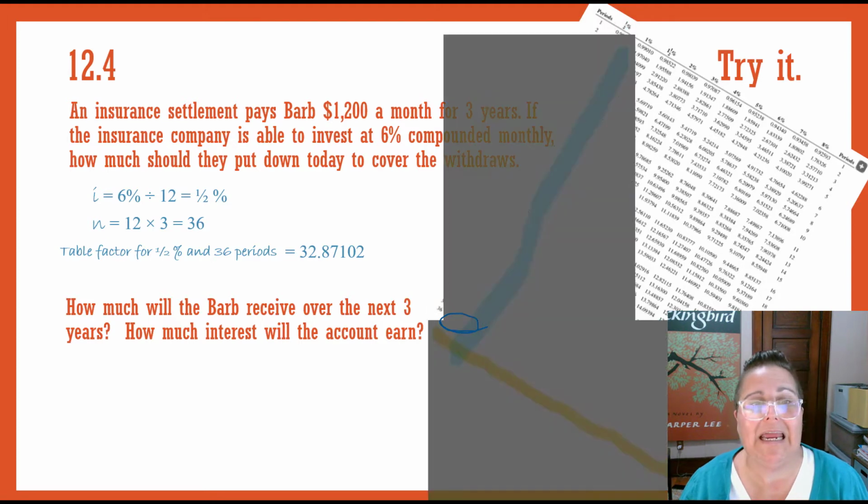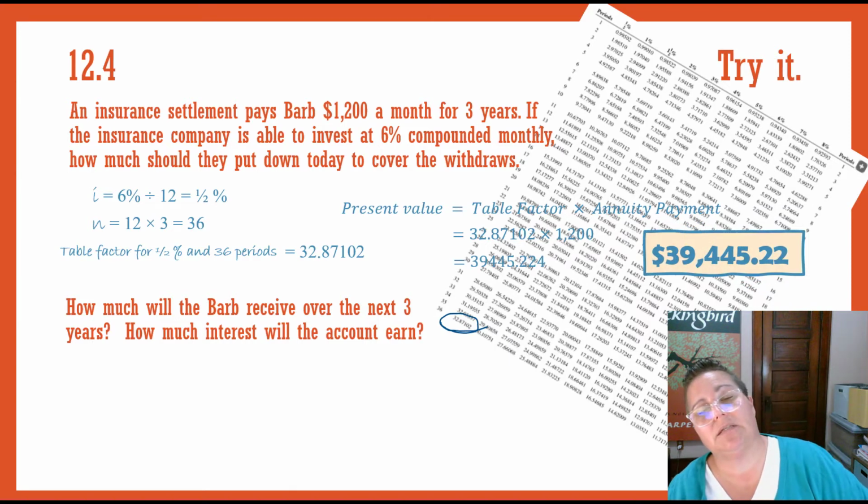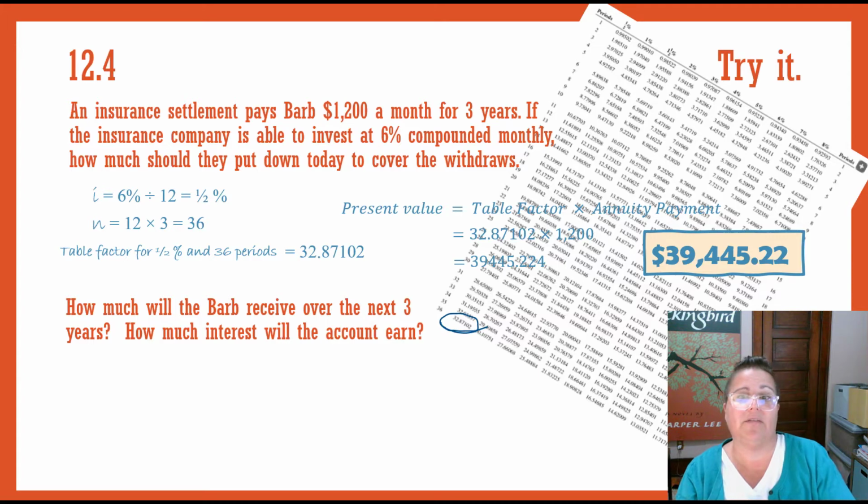So we're going to take that annuity payment of $1,200 and multiply it by the 32.87102 to get $39,445.22. If they want to pay Barb the $1,200 for the next 3 years, they need to be able to put away $39,445.22 today. And if they can do that, then they can set it and forget it, right?